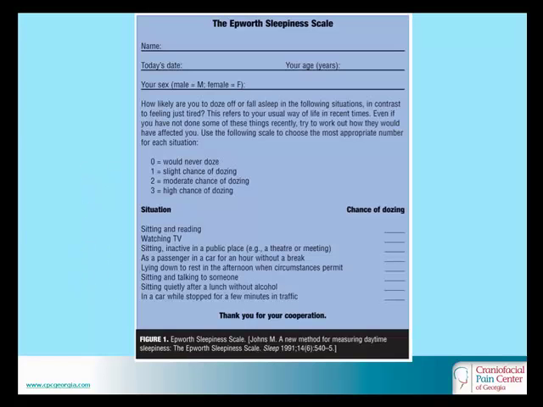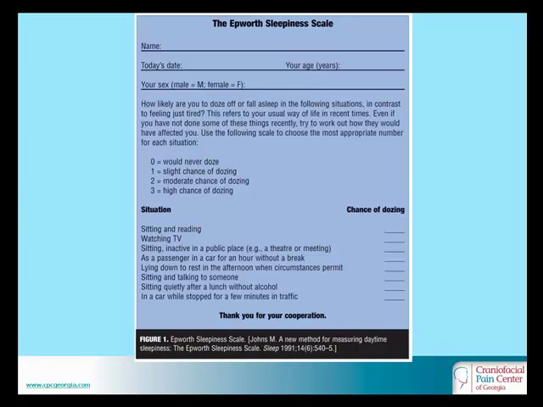It's sitting and reading, watching television, sitting inactive in a public place, being a passenger in a car, lying down to rest in the afternoon, sitting and talking to someone, sitting quietly after lunch without alcohol, big point here, and in a car while stopped for a few minutes at a traffic light. You would rate the situation of you dozing off from 0, would never doze off, to 3, a high chance of dozing off. What you're trying to get is a numerical representation of how fatigued or tired this individual is. It doesn't say anything more than just that. If they score greater than 9, it would be a wise thing to have a discussion about possible sleepiness, fatigue, things of that sort, and then refer them to get a diagnosis made.